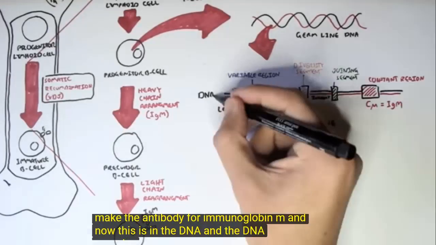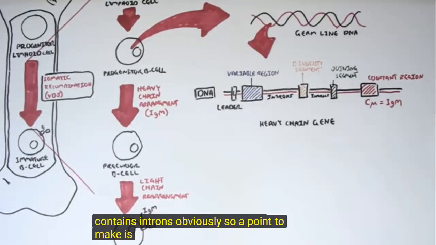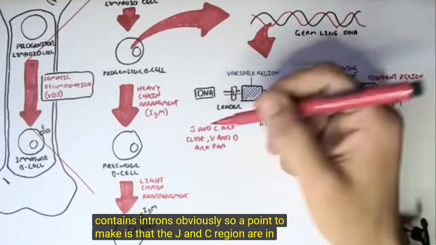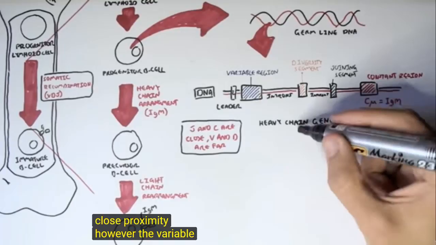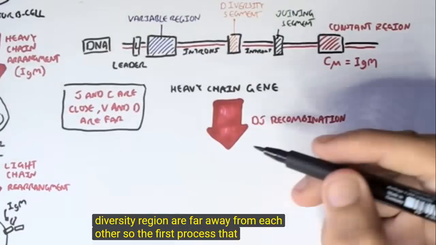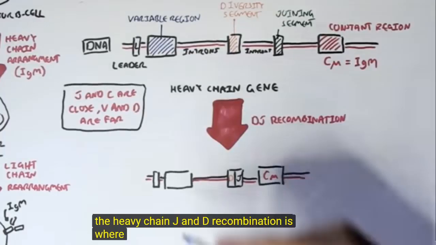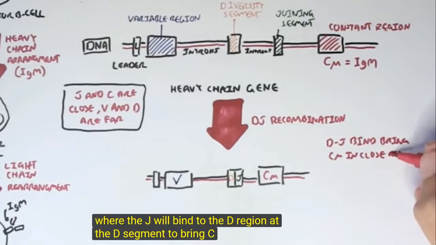And the DNA contains introns, obviously. So a point to make is that the J and C region are in close proximity. However, the variable region and the diversity region are far away from each other. So the first process that occurs is J and D recombination in the heavy chain. J and D recombination is where the J will bind to the D region, or the D segment, to bring C in close proximity.